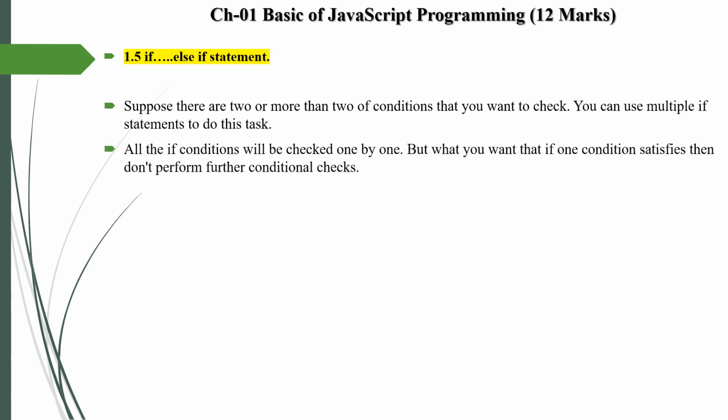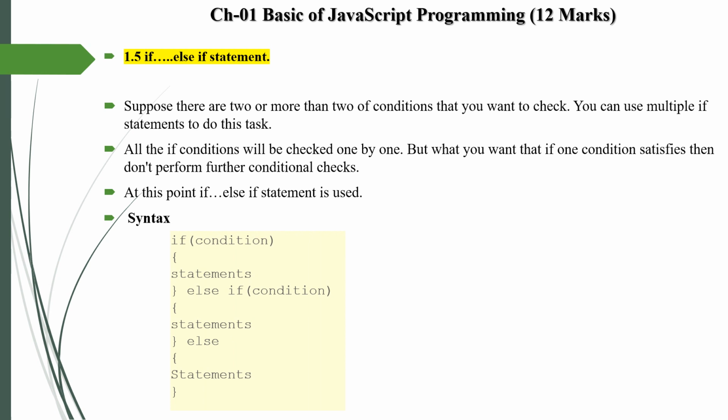All the if conditions will be checked one by one, but when you want that if one condition is satisfied, then don't perform further conditional checks. So simply, in the if-else ladder all conditions are checked one by one, and when you get the output true, at that time it stops the checking and then stops the execution. At this point, the if-else ladder statement is used.